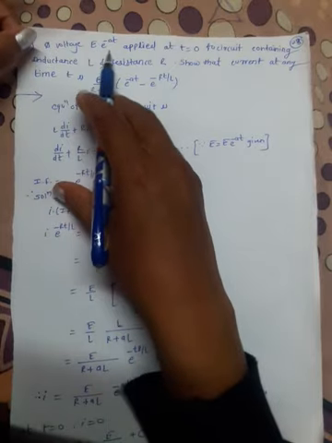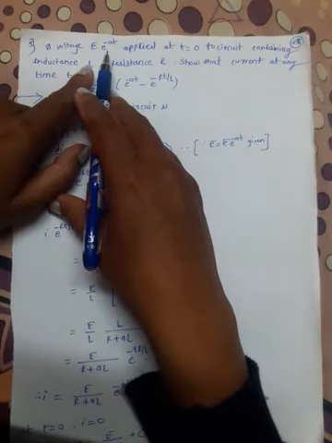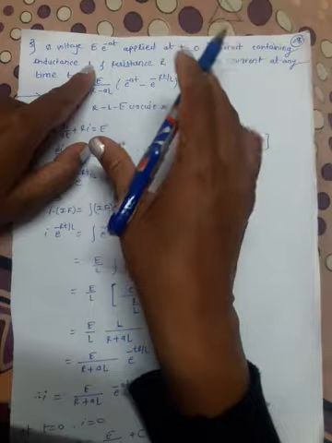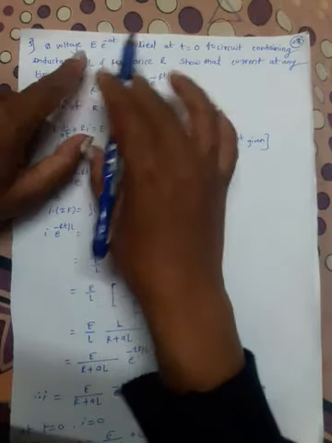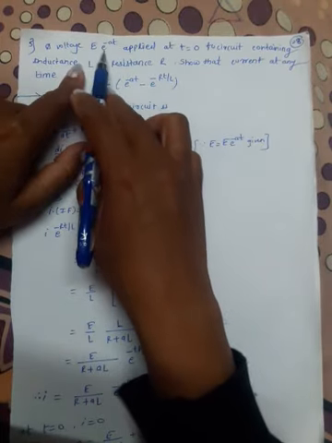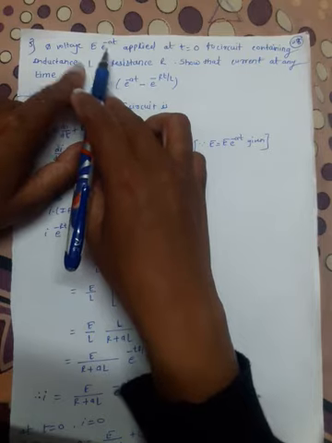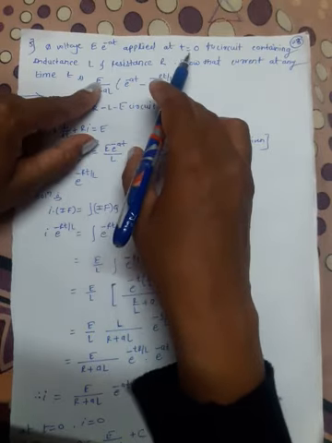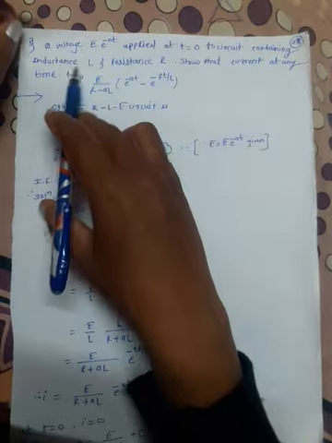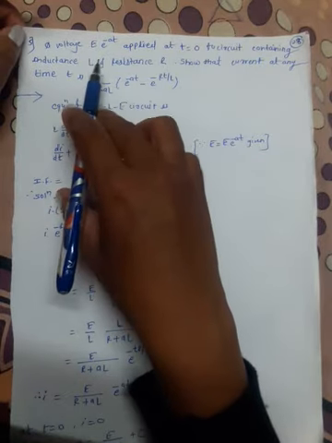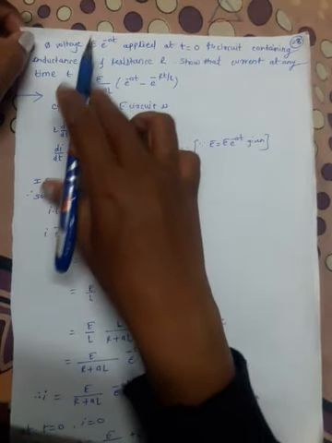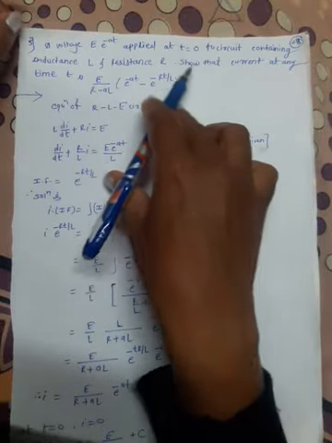A voltage E e raised to minus at. Voltage means the value of E is given in terms of e raised to minus at only. The value of E is given, E into e raised to minus at. Okay, voltage is applied at time 0 to the circuit containing inductance, resistance, and that means this is an LRE circuit. Full stop. This is the given thing.